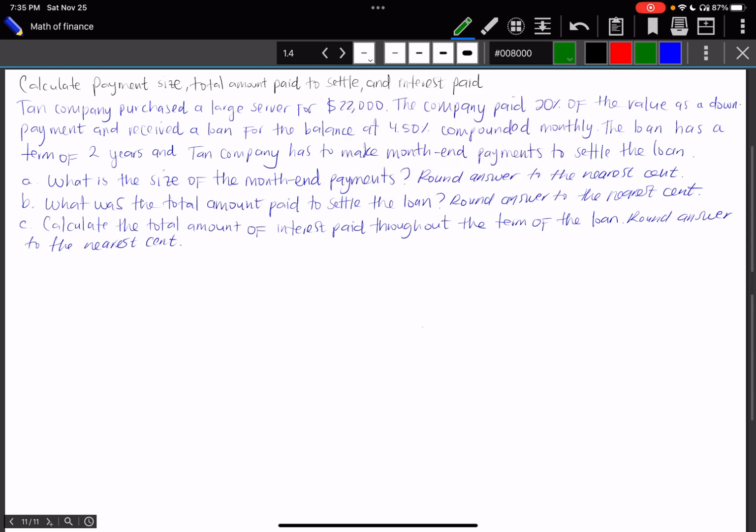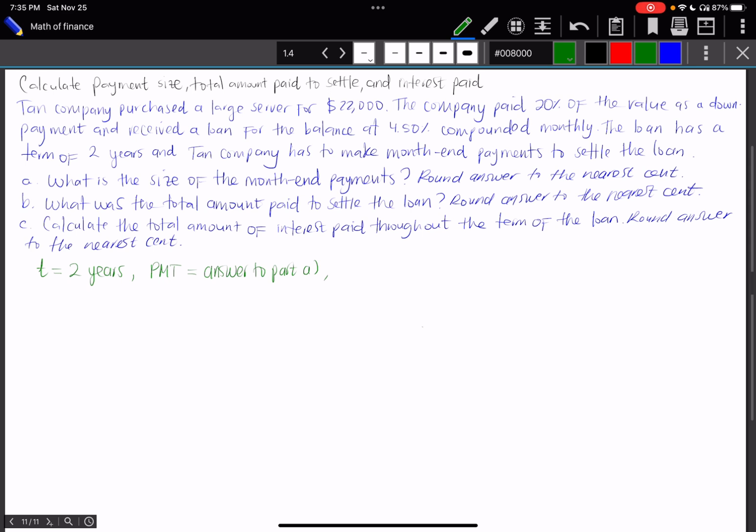The variables we need to work with here are the following. We have T, the term of the annuity. The term is 2 years because the company needs to settle the loan in those 2 years. Next, we talk about the amount of the periodic payment, or PMT. That amount is an unknown in this problem. In part A, we get to find it.